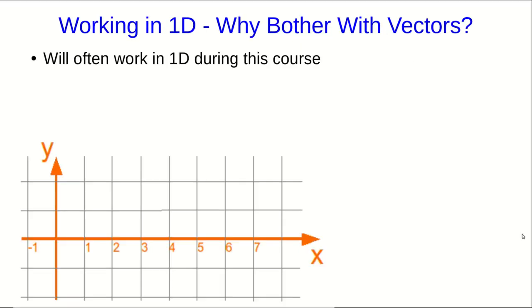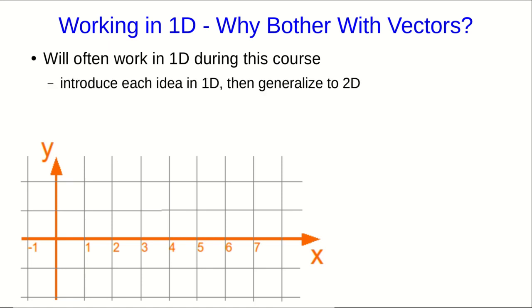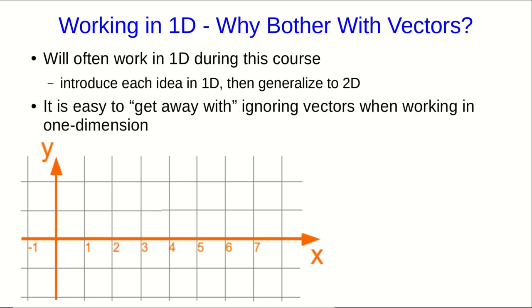We're often going to be working in one dimension during this course. That's because it really makes very little difference to the physics whether we're in 1D or higher dimensions, and so I will tend to introduce each idea in one dimension and then generalize it to 2D later. Now, it's easy to get away with ignoring vectors when you're working in one dimension, but I'm going to say you shouldn't try to get away with it, and I'm not going to. I am going to stick to good vector notation even when I'm working in one dimension. I want to show you why.